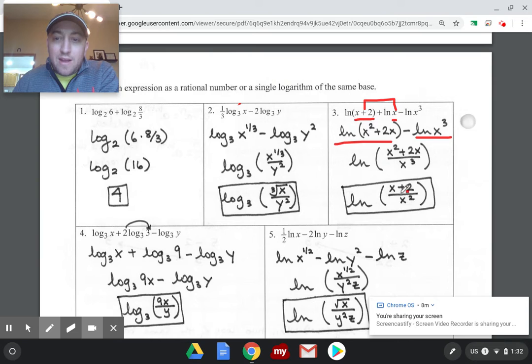And they simplified that down because every term has an x in it. So you can basically just take an x out of every single term. And you end up with x plus 2 over x squared.